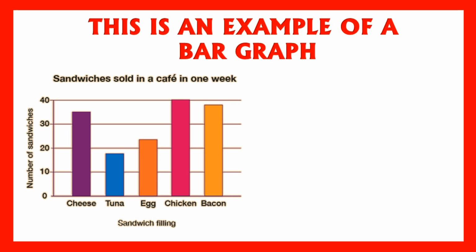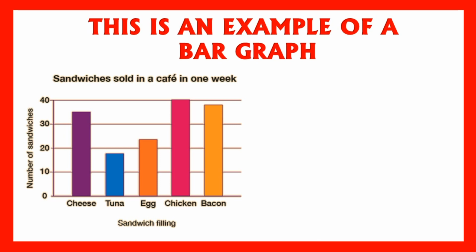Okay, as in the previous slide, I have explained the main features. It consists of 5 main parts, right? It must have a y-axis, an x-axis, a meaningful title, the bars and the scale. The y-axis is vertical and represents the number of sandwiches. It starts from 0, 10, 20, 30 and 40. The x-axis is horizontal and is labeled sandwich filling. The types are cheese, tuna, egg, chicken and bacon.